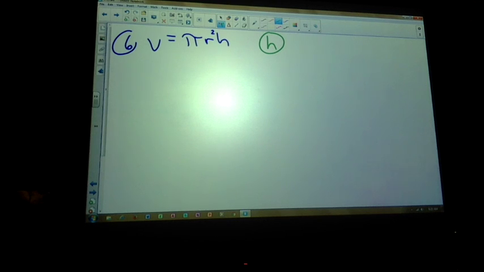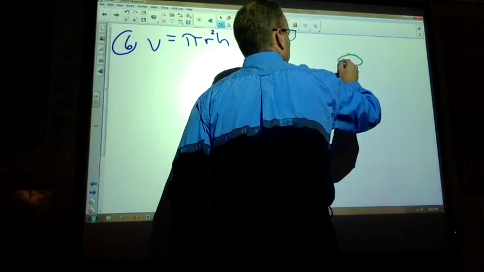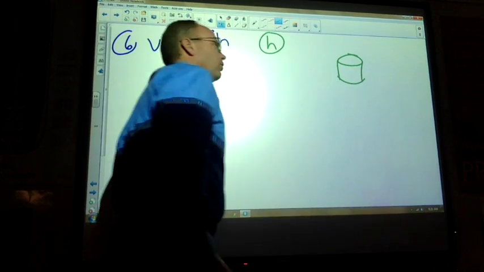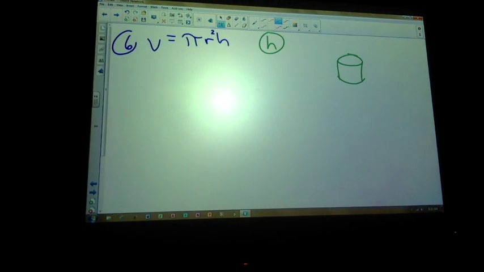You can't see that. It looks like this for the most part. Let's pretend I'm a really good artist. Circle on top, and then a cylinder.